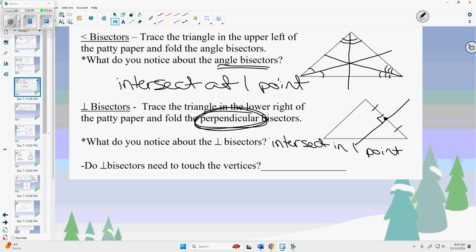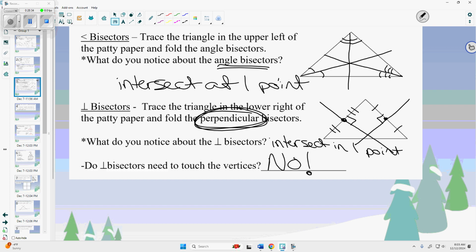So does a perpendicular bisector need to touch a vertex? Look at what we just drew. Did that touch a vertex? No. So you got to make sure you're paying attention to how you draw them. You got to go through every side, find the halfway, mark that it's halfway, and then do your perpendicular line to it and mark the right angle.